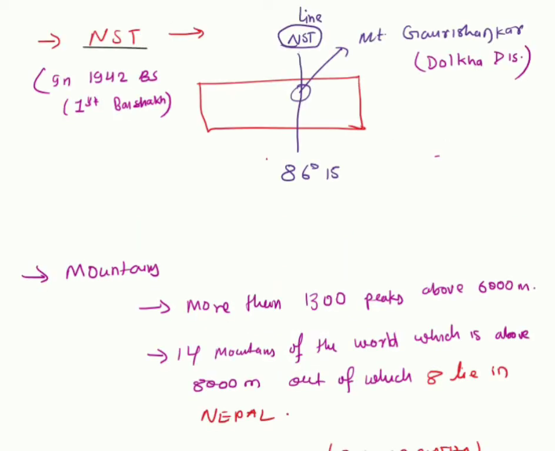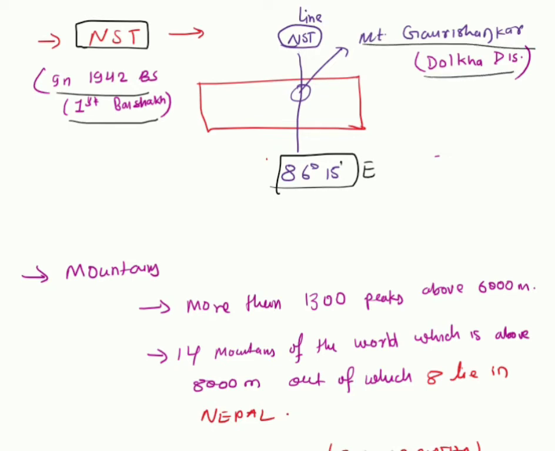Now let us talk about the national standard time of Nepal. It was introduced in 1942, first Vaishak. As we know, national standard time should be located at a particular line. This line is 86 degrees 15 minutes east, and this line passes through Mount Gauri Shankar, which is located in Dolkha district of Nepal.